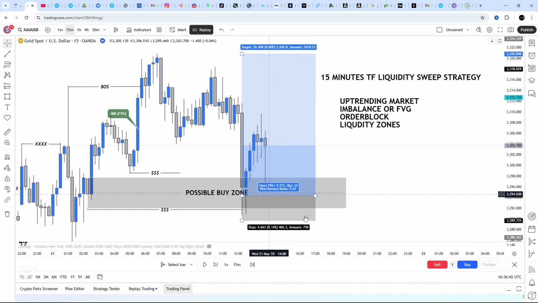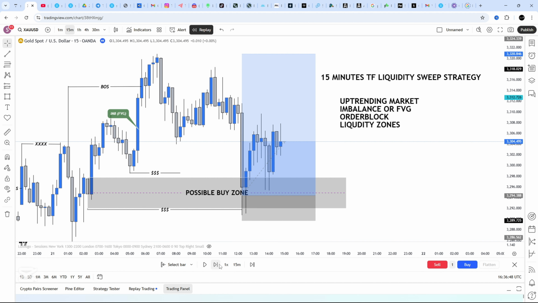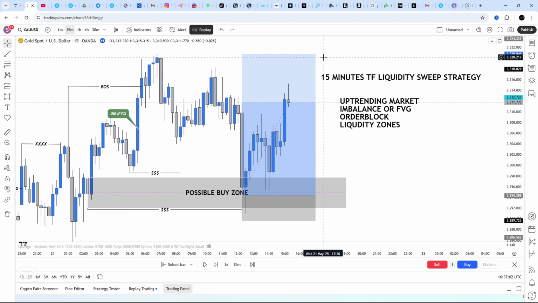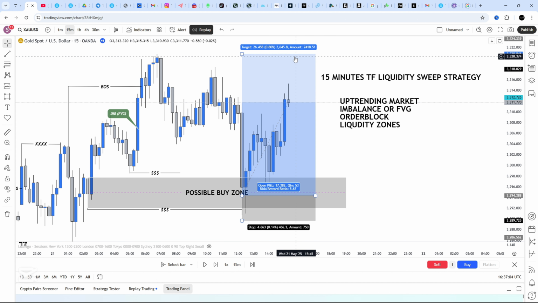But those who stayed in, because I have my students who had to stay in the market, they took this trade. And then after, when the market reached here, the market created another internal change of character. Imbalance was there. Order block was there. So this was supposed to be another buy entry that is taking you to the end of this high, or the recent high.